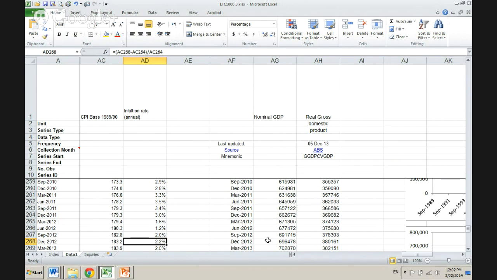Now what we do is we take the nominal GDP figure over here, this column, and we divide it by the Consumer Price Index to get the real GDP using that formula that's in the notes. So in December 2012, see the formula. Here's the nominal GDP, we divide by 183 and we get the real GDP, just like that.